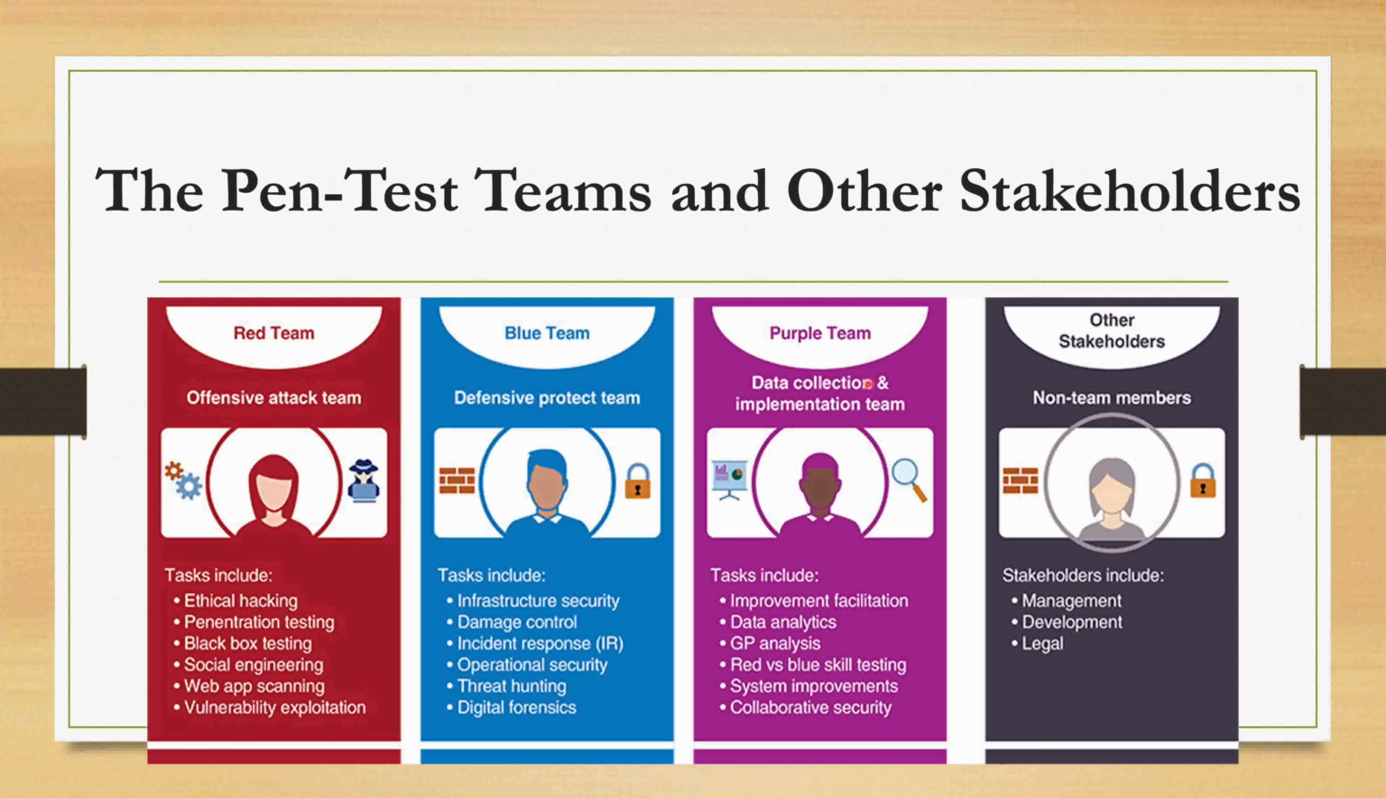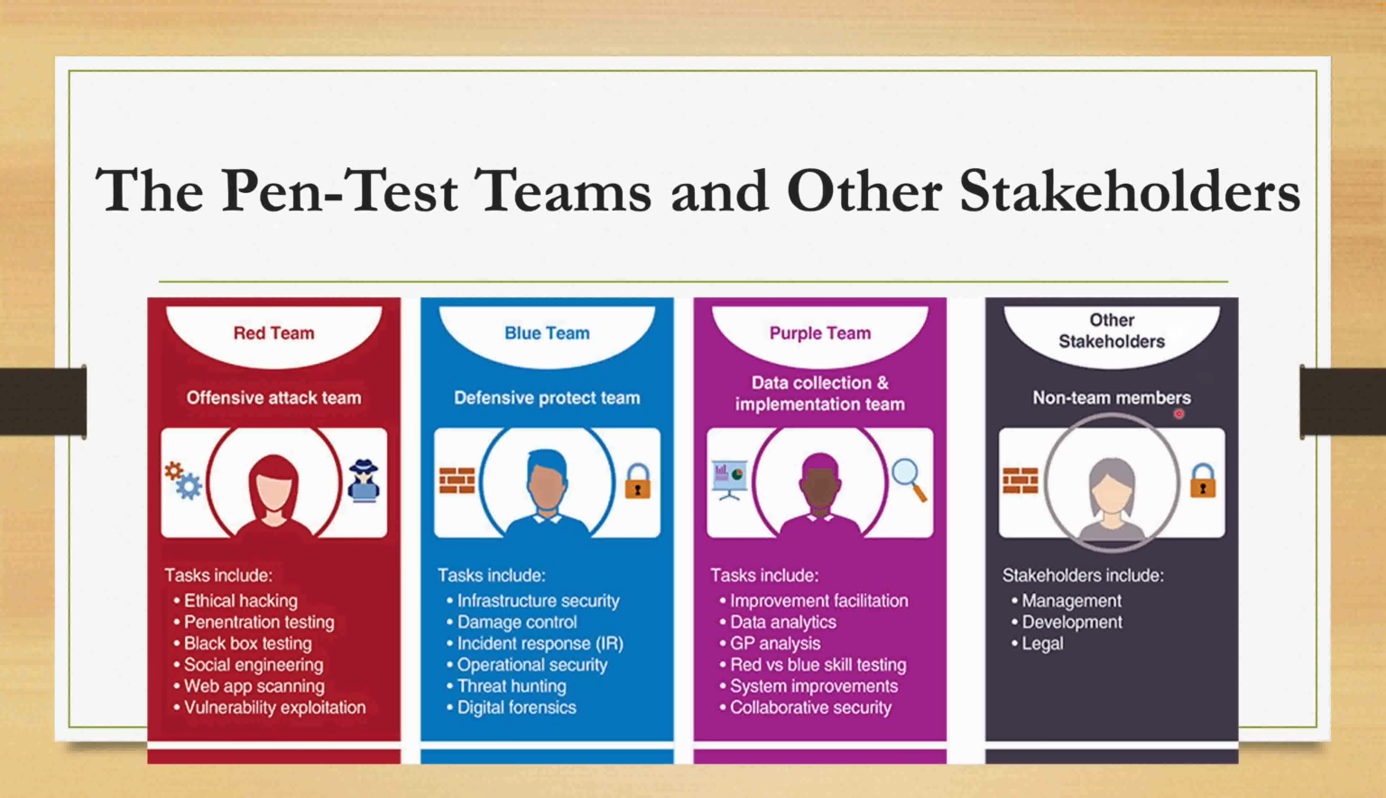Now, the purple team basically observes the red and blue teams and guides them to a more effective test. They understand the big picture and provide oversight, such as gathering results, performing analysis, and reporting. They could participate in improvement, facilitation, data analytics, red versus blue skill testing, system improvements, collaborative security, and so on.